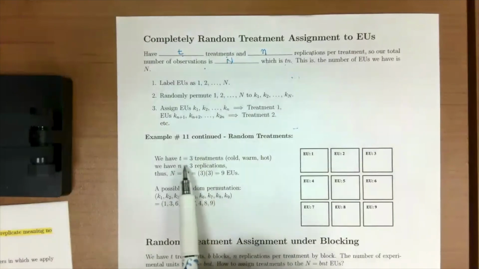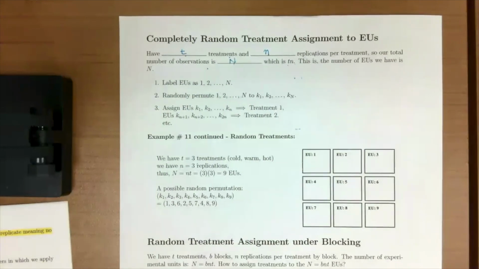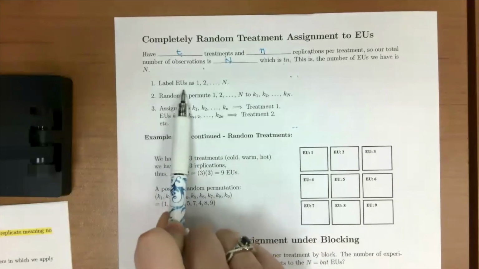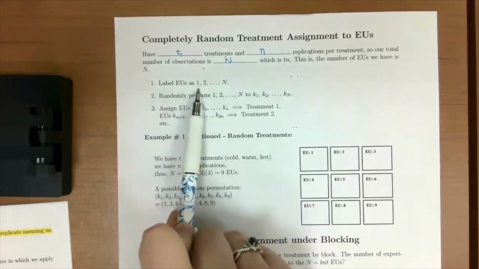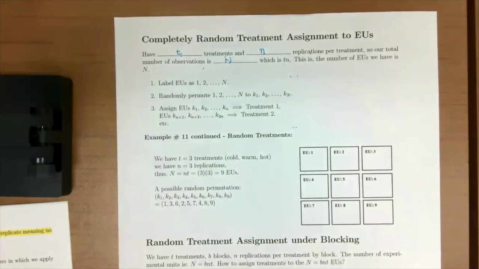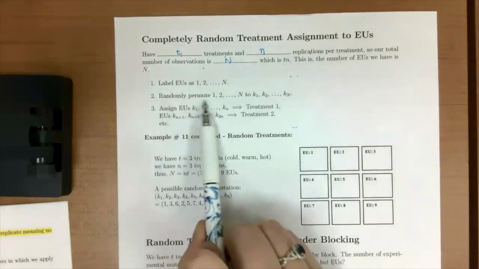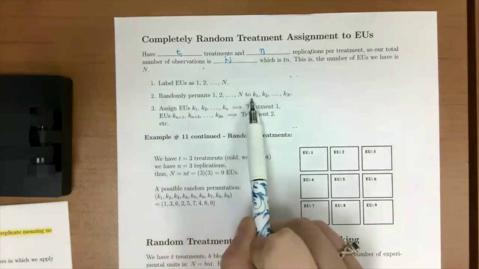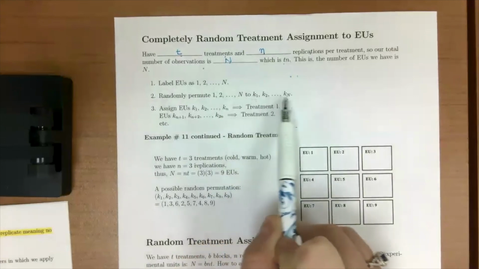In our example, we'll have 3 treatments of 3 replicates, very similar to our example 11 that we just had. And so our first thing is we're going to take our EUs and assign a number to them. So we did that here, I just gave a number to them. Then we're going to randomly permute 1 through N, and we're going to assign it to K1, K2, through KN.